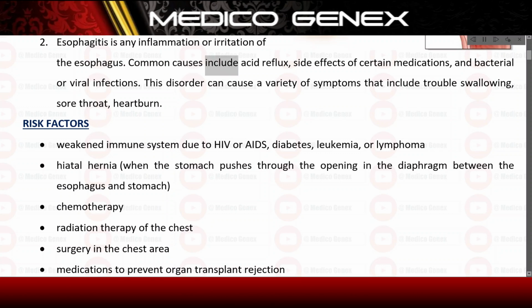Common causes include acid reflux, side effects of certain medications, and bacterial or viral infections. This disorder can cause a variety of symptoms that include trouble swallowing, sore throat, and heartburn.